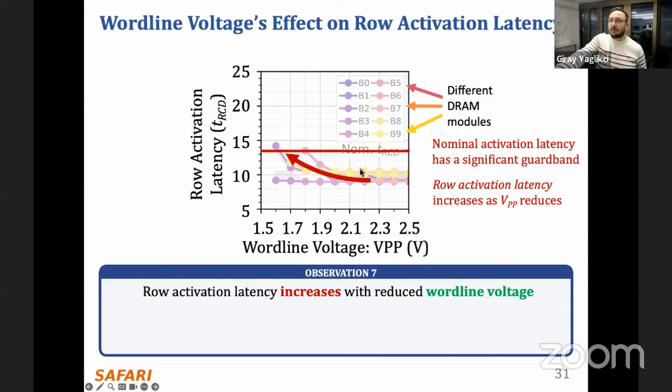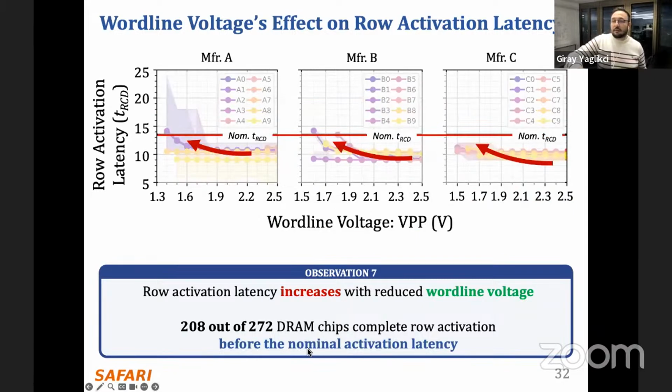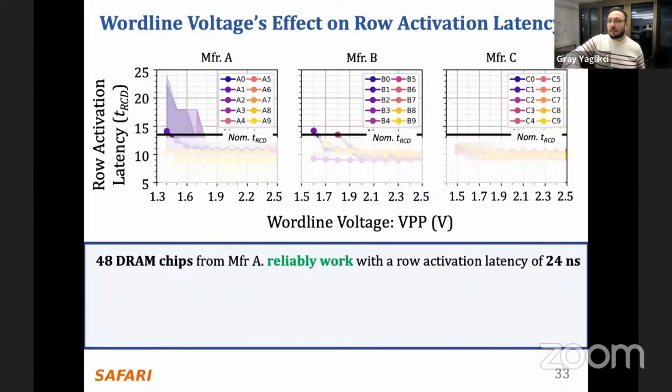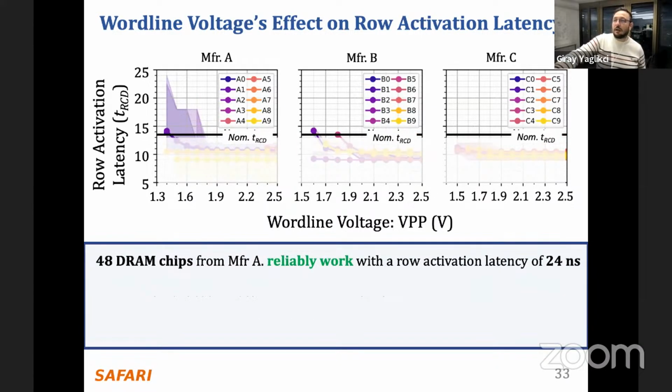And despite this increase, we observe that in many rows, there is no problem. So 208 out of 272 DRAM chips complete row activation before the nominal activation latency. And this is true for all modules from all DRAM manufacturers that we test. And we observe that only 48 DRAM chips from manufacturer A reliably work with a row activation latency of 24 nanoseconds. So this is for, okay, I should go again here.